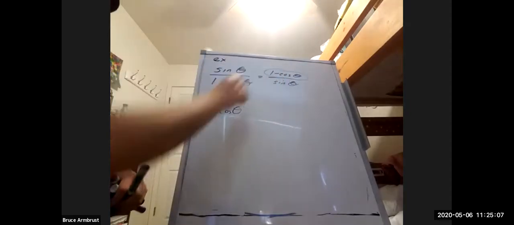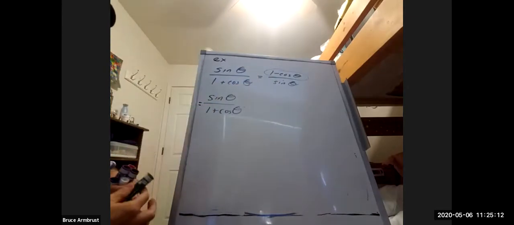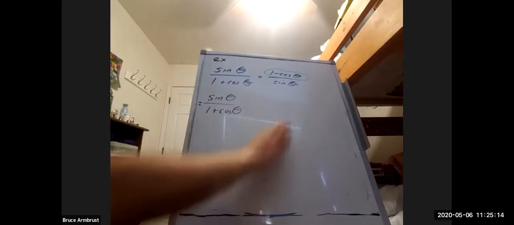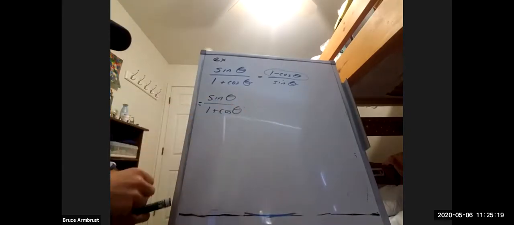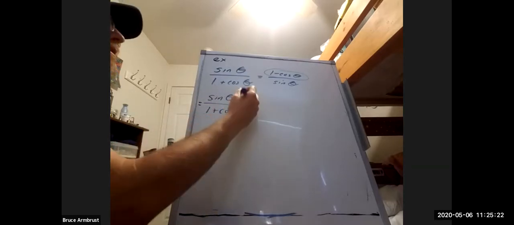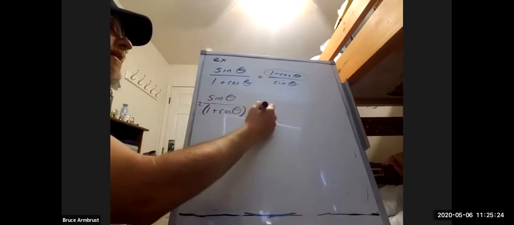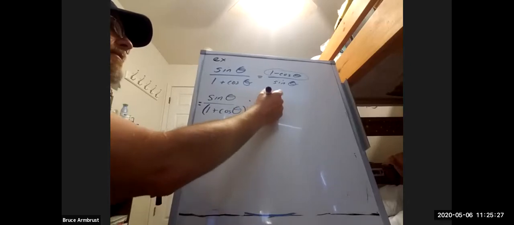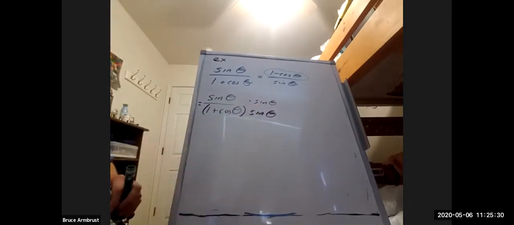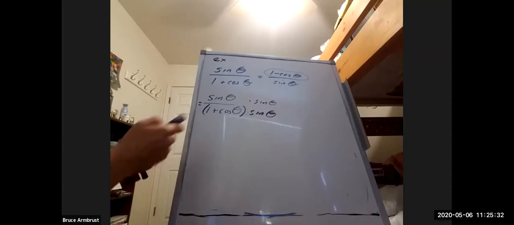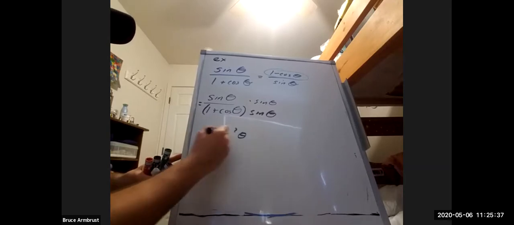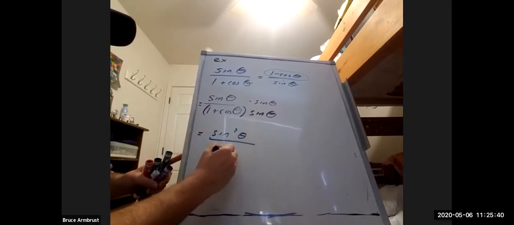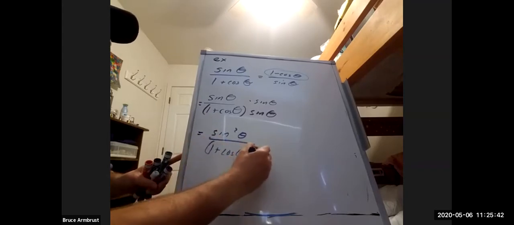Instead of introducing a 1 minus cosine, I could have introduced a sine. I need a sine on the bottom. This right here tells me I need a sine on the bottom. I don't have one, so I'm going to put it in. So I'm going to multiply the bottom by sine, which means I need to multiply the top by sine as well. So that would have given me sine squared over 1 plus cosine times sine.